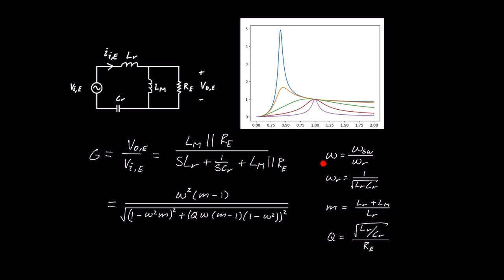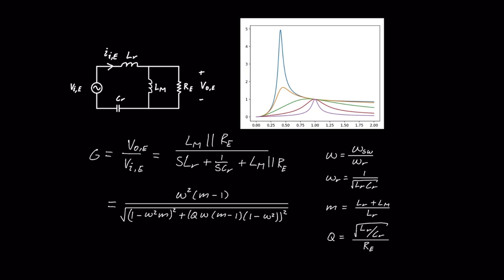So omega is the per unit value of the switching frequency with a base of omega r, which is the resonance frequency. And it is given by this equation. And then we have M, which says something about the ratio between Lm and Lr. I will come back to that later. And then we have Q, which is the quality factor, and it depends on Re, which is the output resistance. So if we have high load, we have a low Re, which results in a high quality factor.